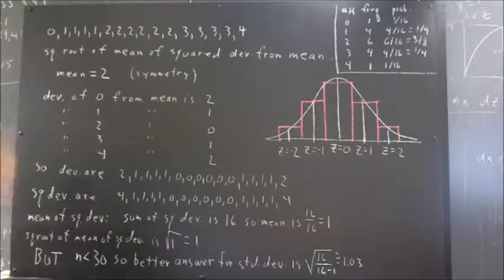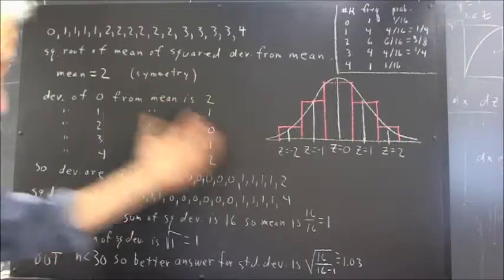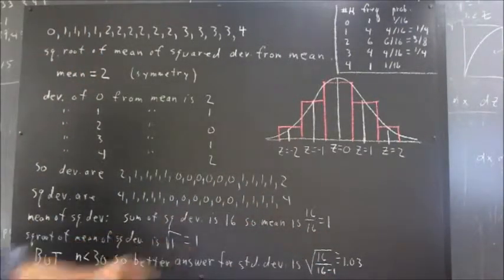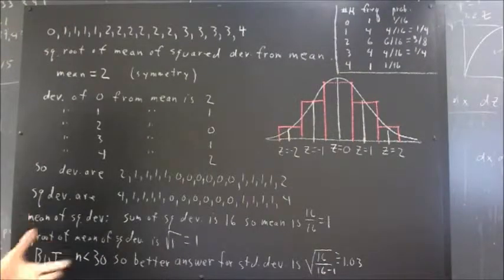So now, what's the square root of the mean of the squared deviations? Well, it's very simple. The mean of the squared deviations in this case is 1, so the square root of the mean of the squared deviations is also 1. Square root of 1 equals 1.